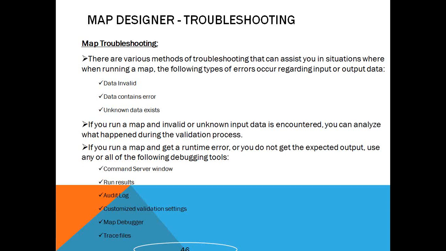Then the audit log is the one which will give high-level information about what the problem is. Then map debugging: we can debug the map in the window in our development environment. We can even create the trace. So these are the different ways we can troubleshoot: debugging, tracing, and audit log. Basically three types: debugging, trace, and audit log. By using these, we can troubleshoot the map.